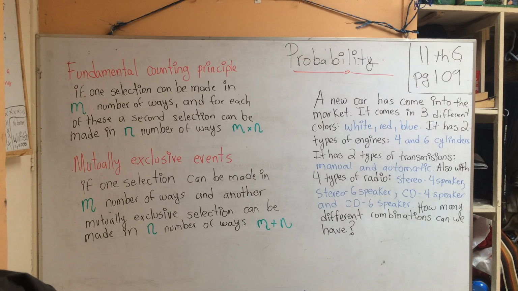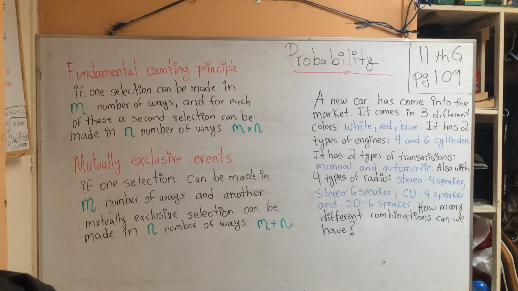Now, mutually exclusive events are different. It says if one selection can be made in m number of ways and another mutually exclusive selection can be made in n number of ways, then we add them. Mutually exclusive means that one of these options is not included. The examples will make it clearer.